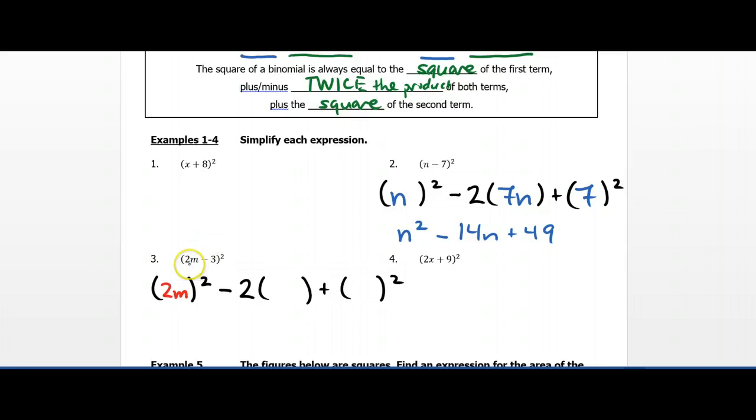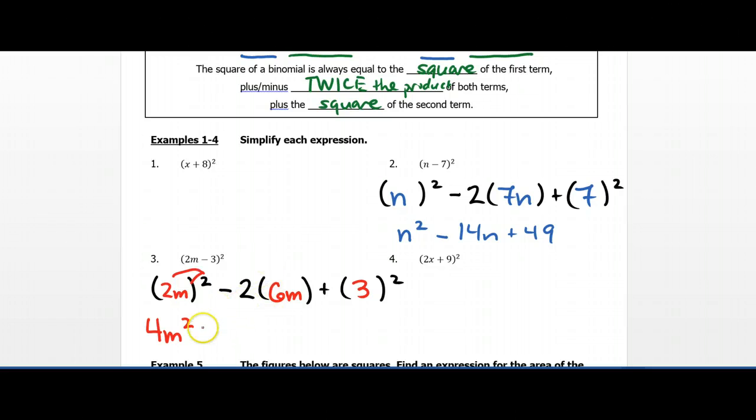The product of both terms, 2m times 3, would be 6m. And then your last term is 3. So 2m squared would be really 4m squared. You have to remember your product rule. You have to take the 2 squared and the m squared. So that gives you 4m squared.